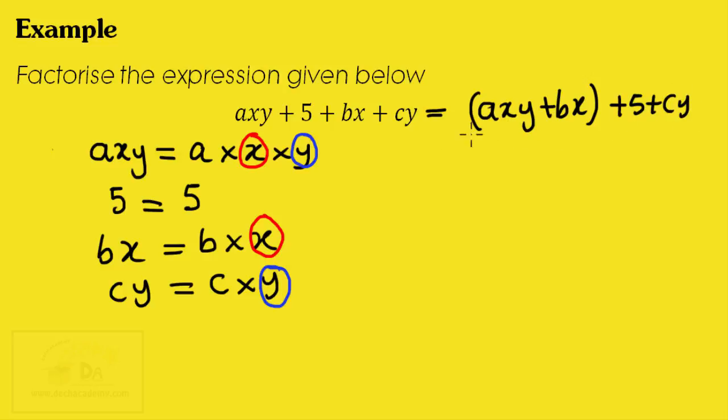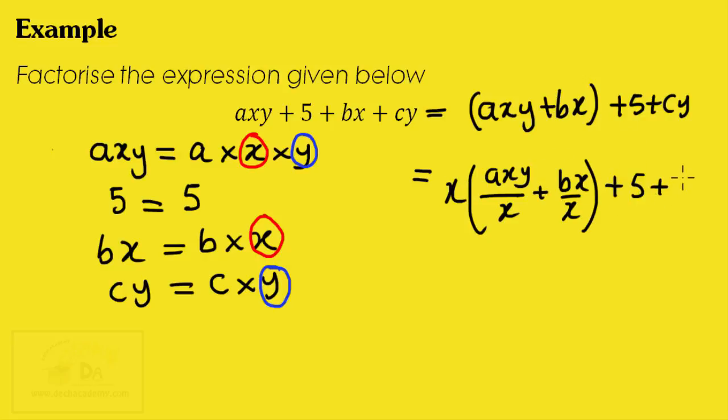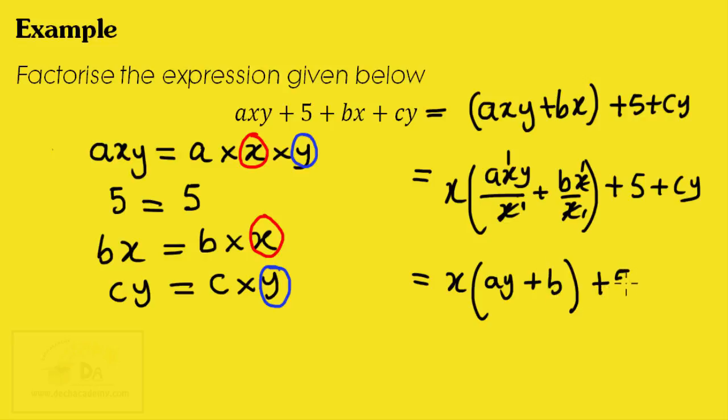Now factorizing this expression is easy because we know that the HCF of these terms is x. So we divide through by the HCF, and we multiply by the HCF. Then we have this plus 5 plus cy. And this gives x times x and x times 1. A times 1 times y is ay. So a times 1 times y is ay divided by 1 gives ay, plus x here 1, x here 1, b times 1 over 1 is b, plus 5 plus cy. So this is the result.